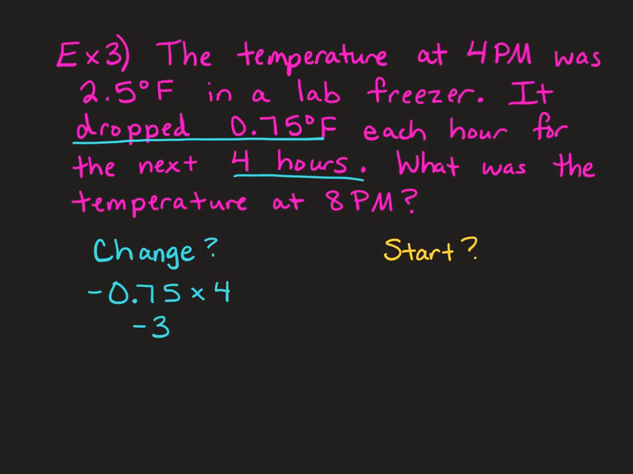Now, where did the temperature start at? It started at a positive 2.5 degrees Fahrenheit. And we don't necessarily have to have that degree symbol in the middle of the problem. But we know it started at 2.5 degrees and it dropped 3 degrees. So let's just subtract 3 degrees to get where it ended, -0.5. So the temperature at 8 p.m. was -0.5 degrees Fahrenheit.